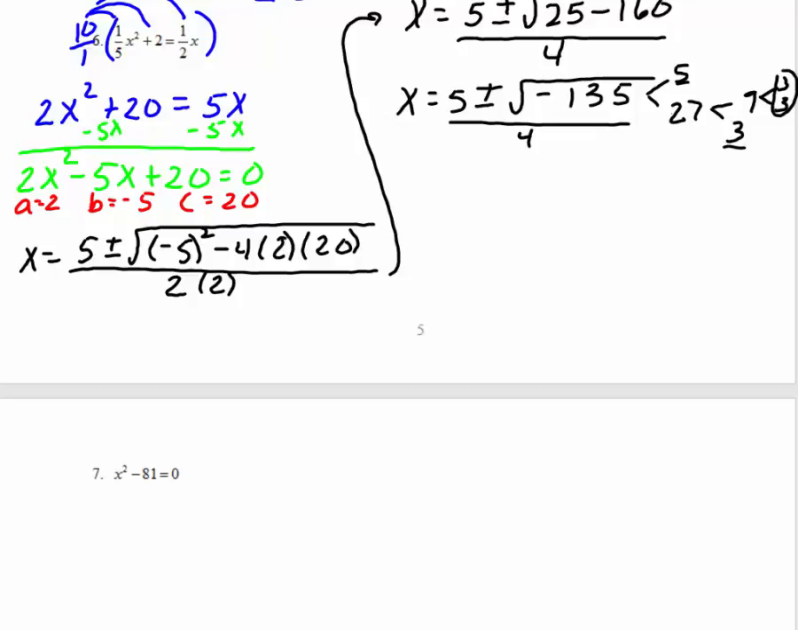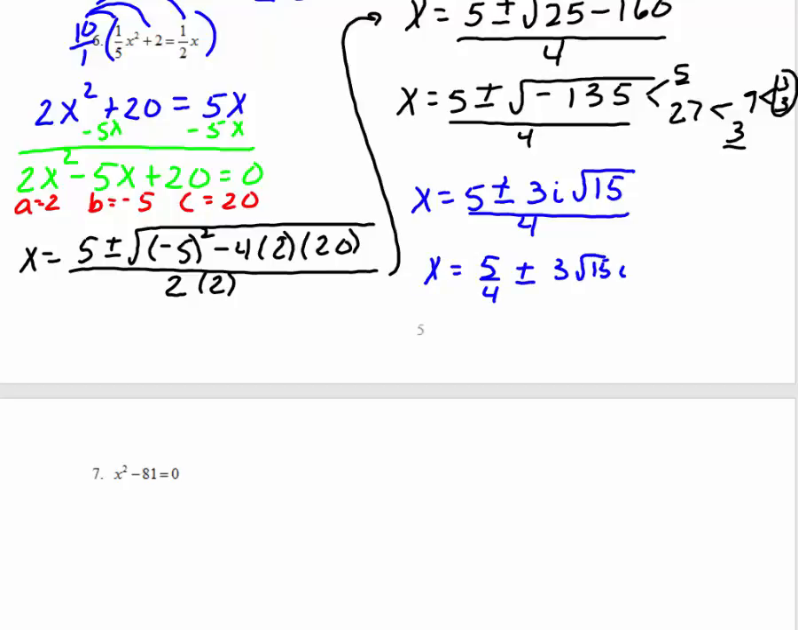So we'll end up with x equaling 5 plus or minus, we saw that a 3 came out, an i came out, and 3 times 5 is 15, staying underneath, all over 4. Separating those into the two answers, I get x equaling 5/4 plus or minus 3 square root of 15, i at the end, over 4. So this one was not factorable from the very beginning, so definitely either need to use the quadratic formula or completing the square. But I would think about getting rid of fractions first.